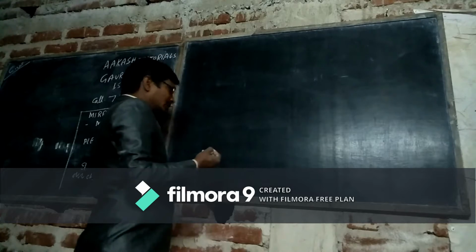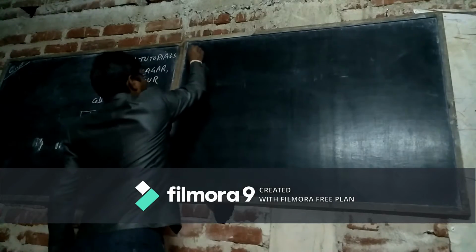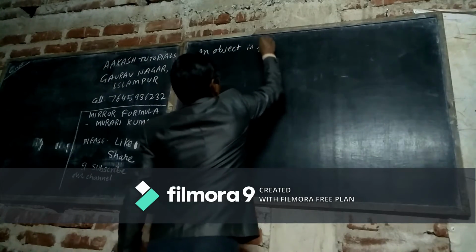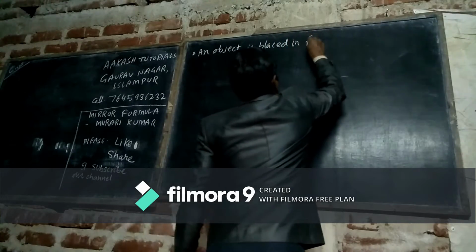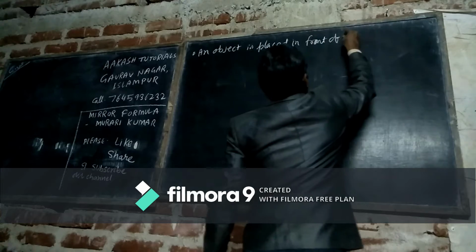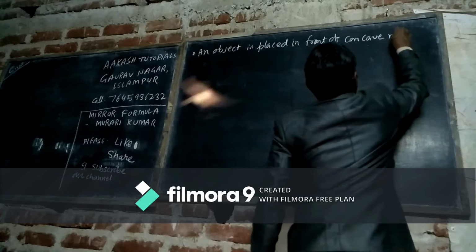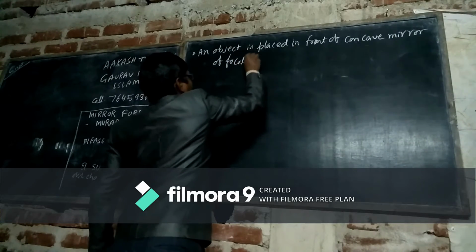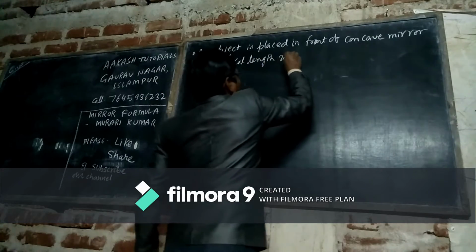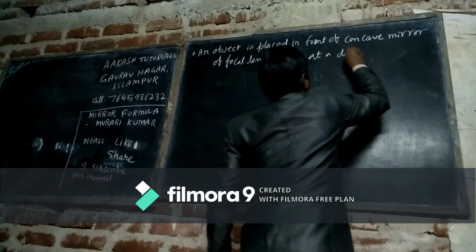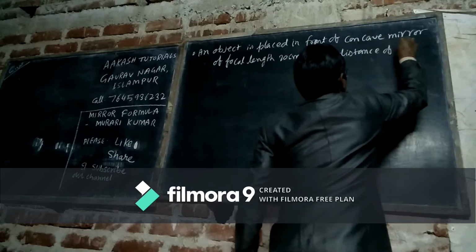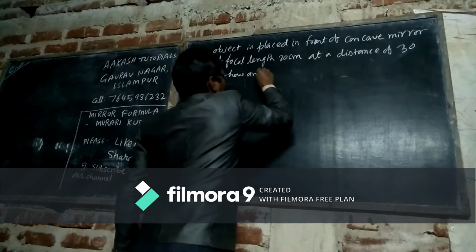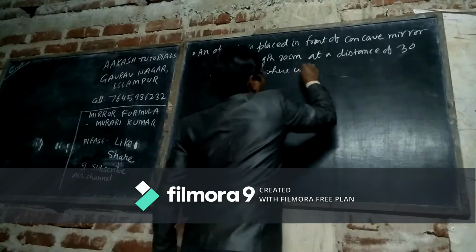Now let us make it clear by taking a question. The question says that an object is placed in front of a concave mirror of focal length 20 centimeter at a distance of 30 centimeter. How and where will the image form?